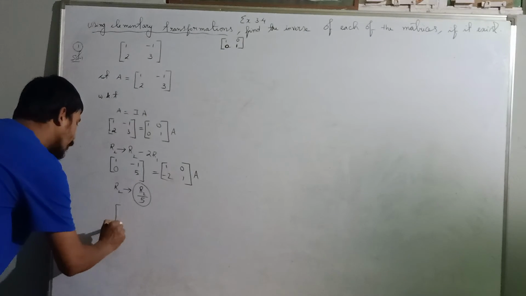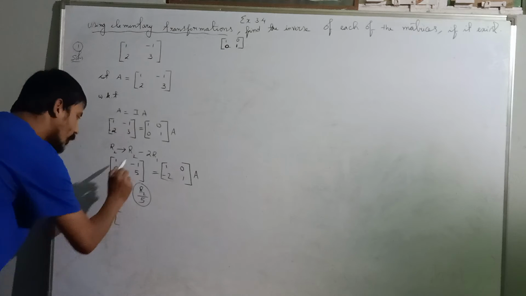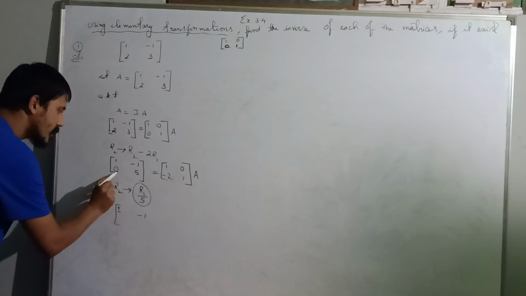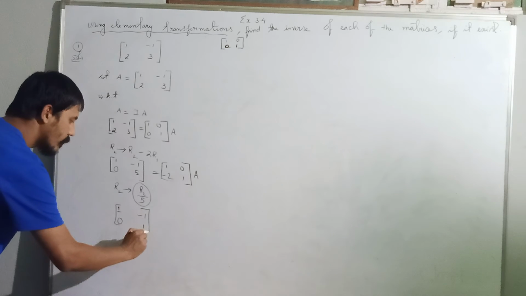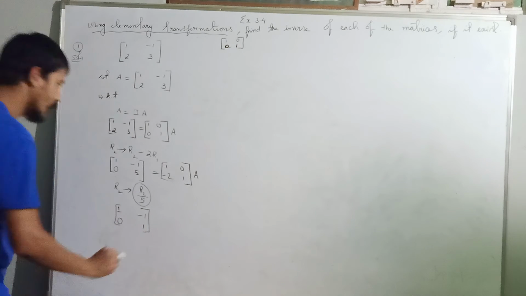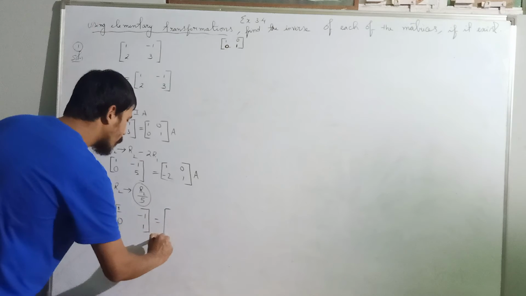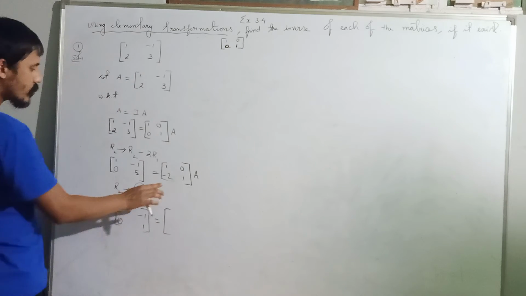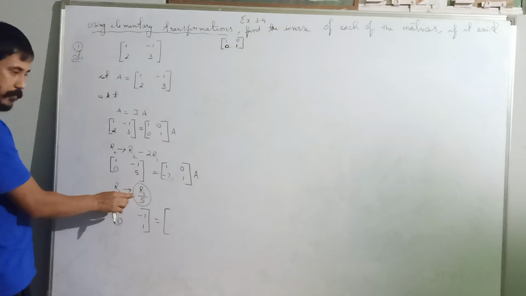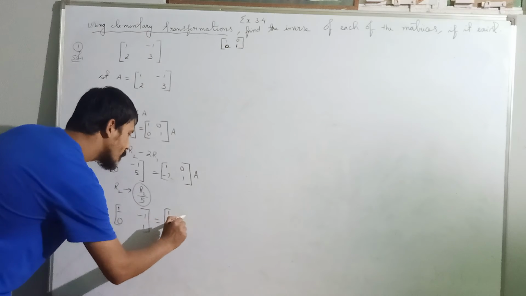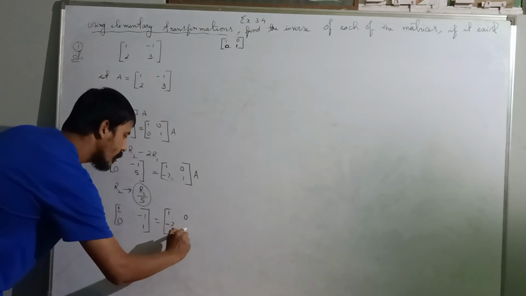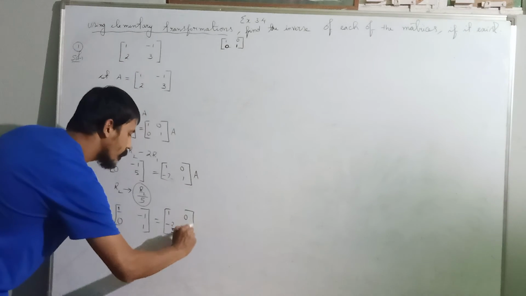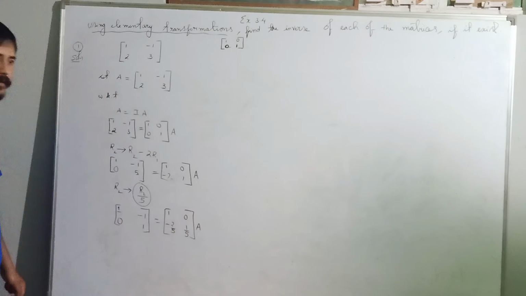So this is 1, minus 1 as it is, okay? This will become 0 upon 5, 0, 5 upon 5, 1. Same operation has to be performed on the right side. All the entries of R2 will undergo this operation. So 1, 0, minus 2 by 5 and 1 by 5 with A. Is it okay?